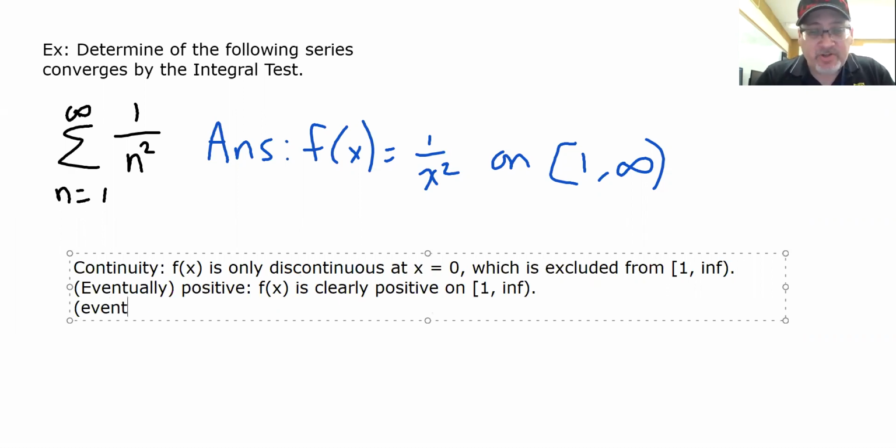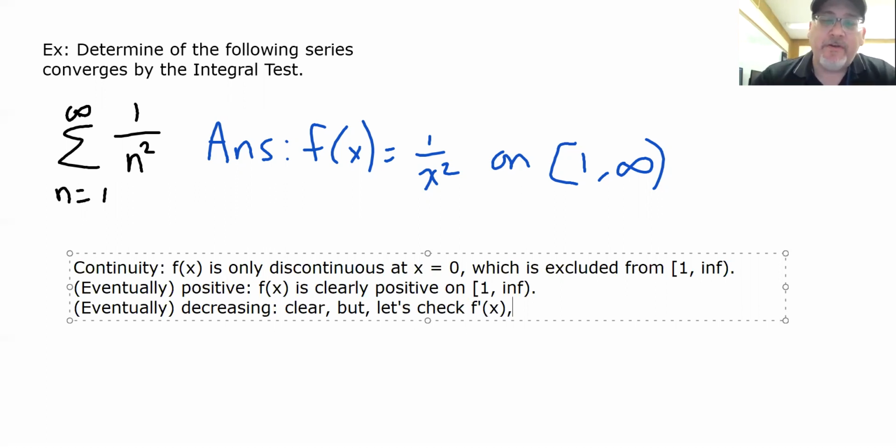As far as eventually decreasing, it should be obvious that it is. Because as a fraction, the numerator is static, it's 1, and the denominator keeps growing as x grows, and therefore the fraction is decreasing from 1 to infinity. So it's clear, but let's check the derivative just to verify. Because the derivative, assuming it doesn't misbehave, should be rock solid evidence that the function is decreasing. So a little bit of calculus 1.